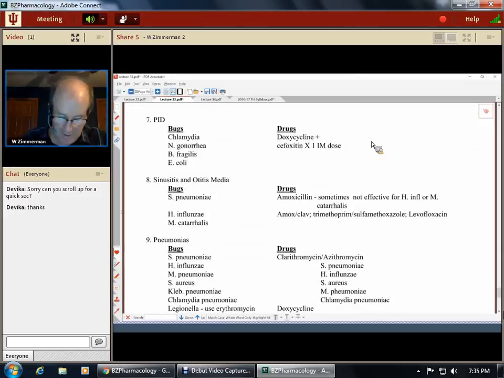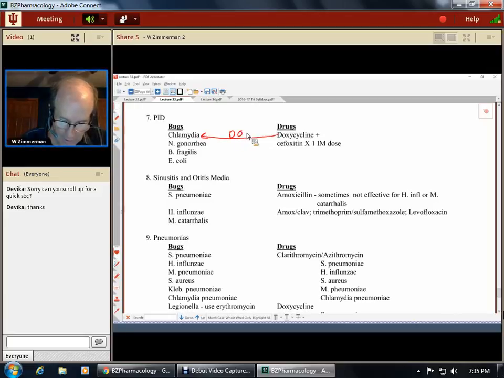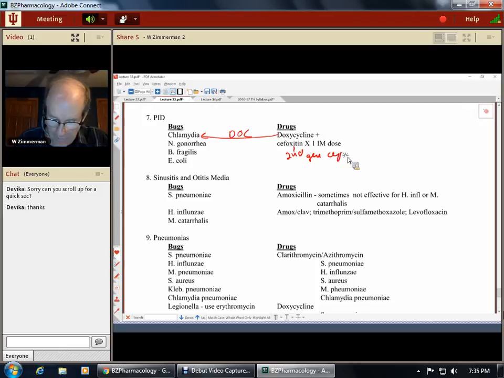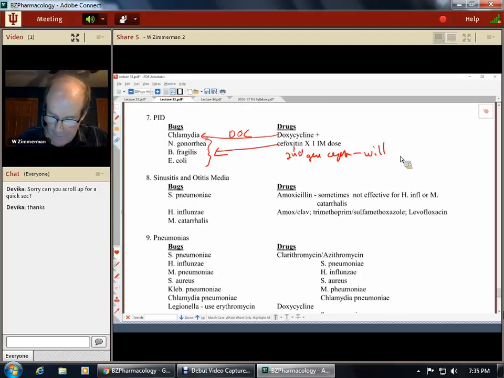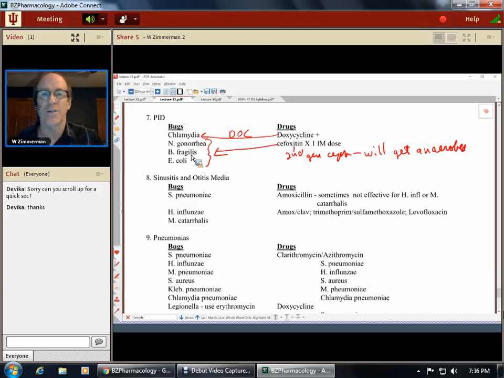Pelvic inflammatory disease, bugs that cause it: the chlamydia, the Neisseria, B. frag, E. coli. The doxycycline, again, is the drug of choice for the chlamydia. Cefoxitin, which is a second-generation Ceph, is going to get all of these. Generally, we don't think of the Cephs as being good at anaerobes, but this is an exception. It will get anaerobes, which in this case is the B. frag.